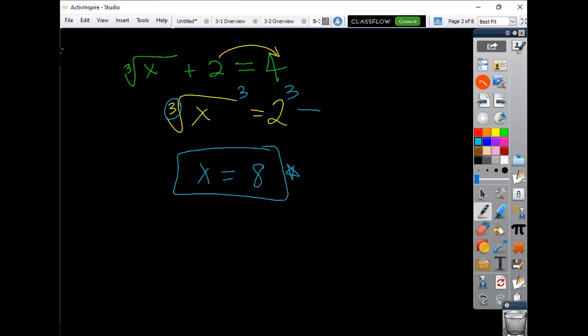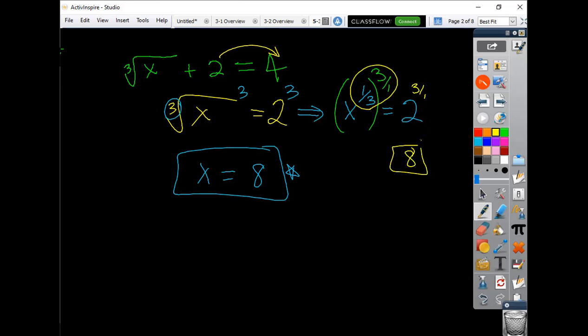If somebody wanted to do this with the rational exponents that we had, remember 1/3 power is the cube root. Raise both sides to the 3rd power. Exponent properties: when you multiply those, you get 1, and you get the same answer.